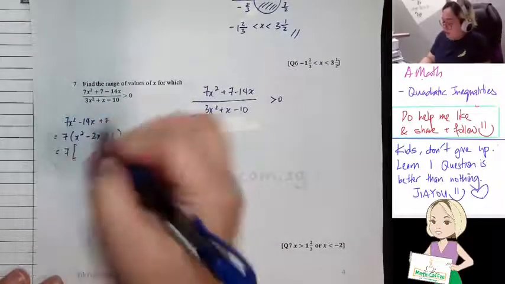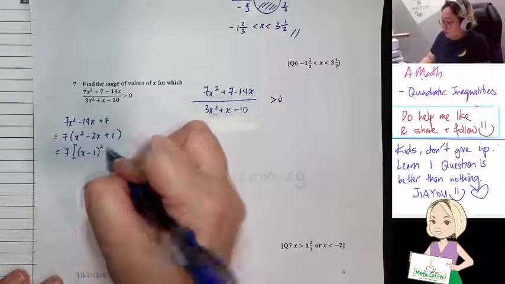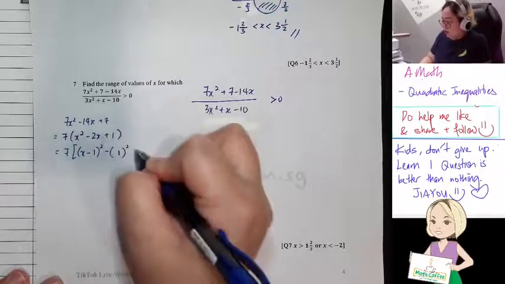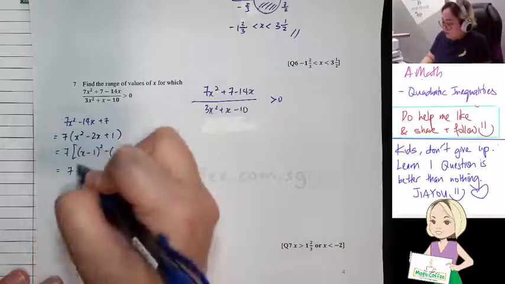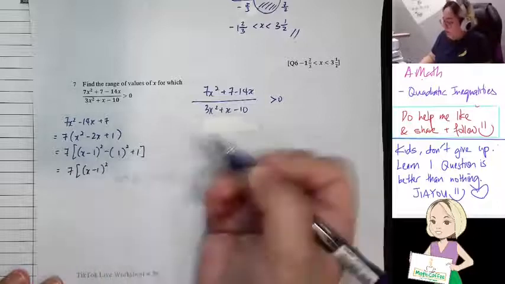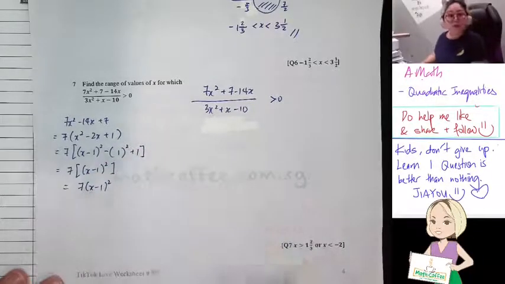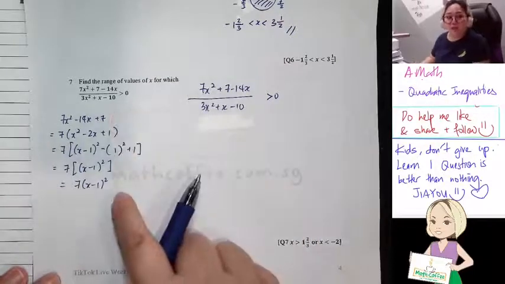7 times (x minus 2 divided by 2 is 1) square minus the 1 square. My 1 squared is this 1. This 1 plus 1, bring it down. So I end up having 7 (x minus 1) square, minus 1 plus 1 means 0. So I end up having just 7(x minus 1) square. So do you see that I have changed this expression to be 7(x minus 1) square?